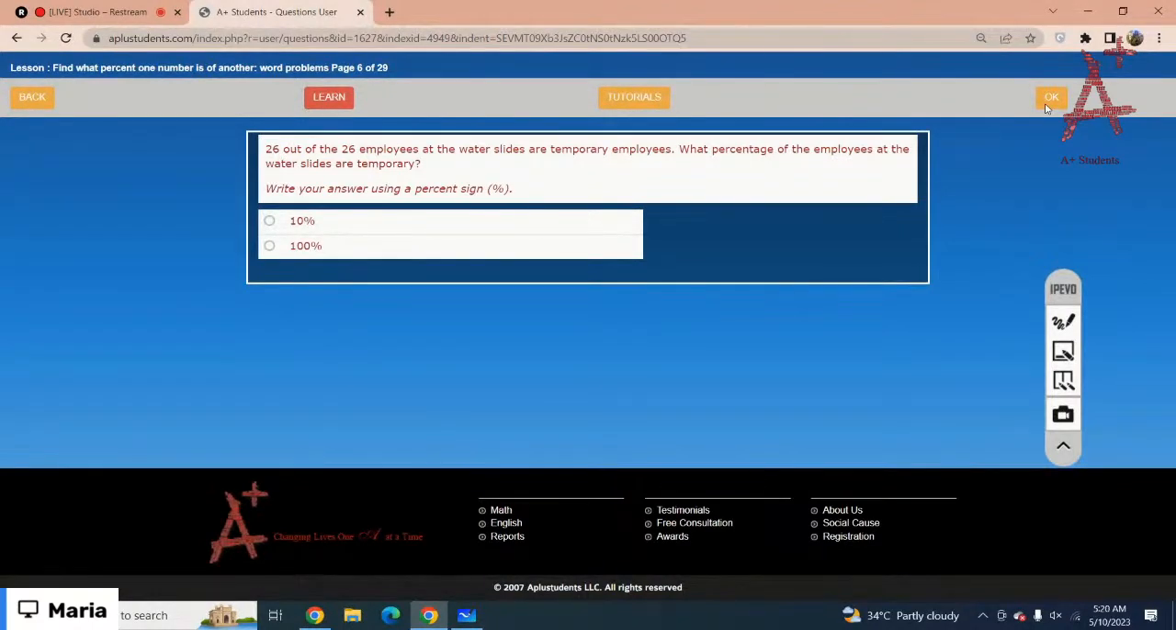Okay, the next one is 26 out of 26 employees at a water slides are temporary employees. What percentage of the employees at the water slides are temporary? So which is the correct option?